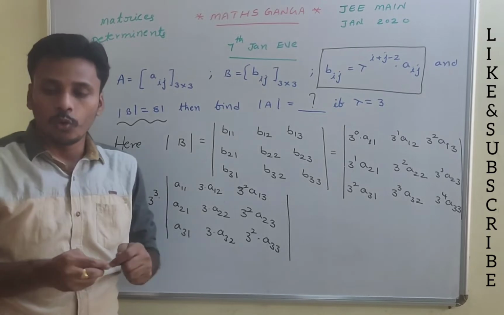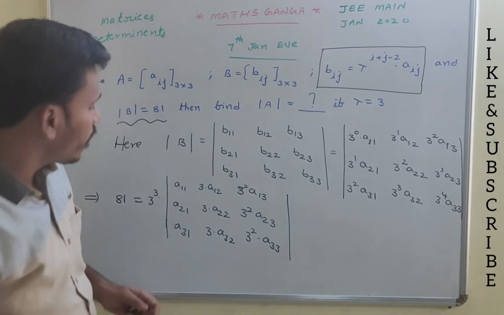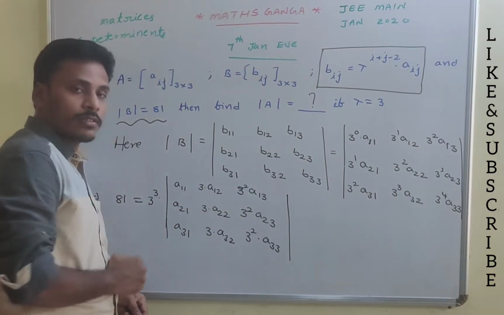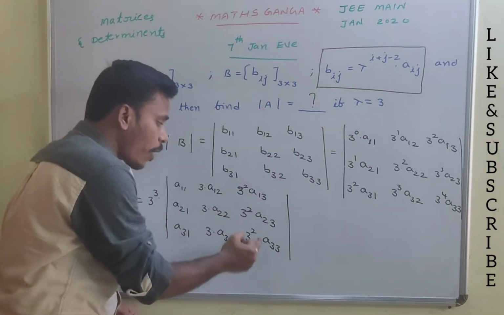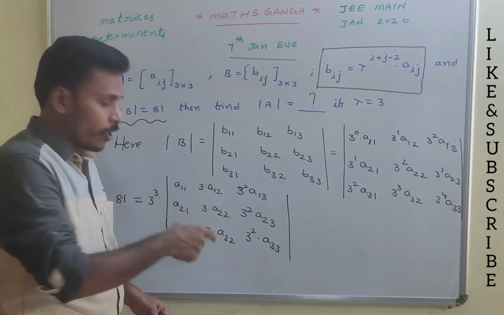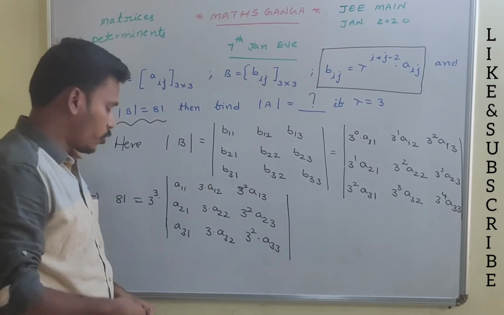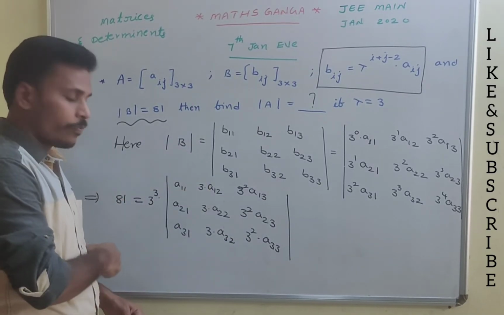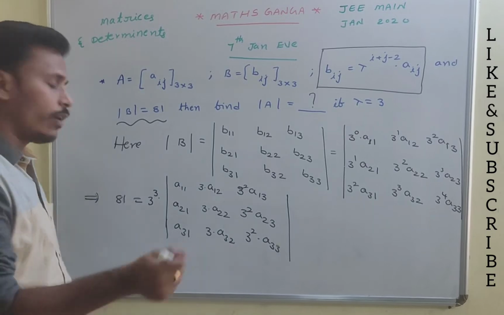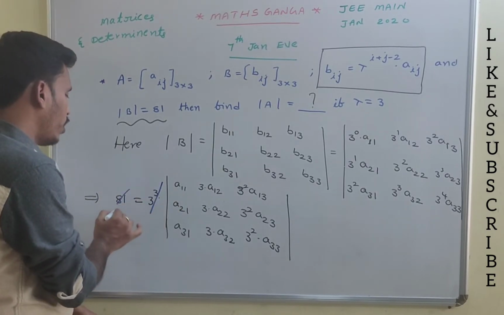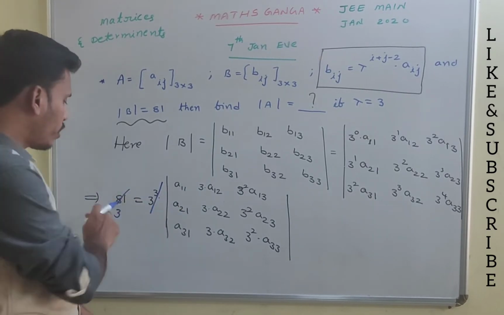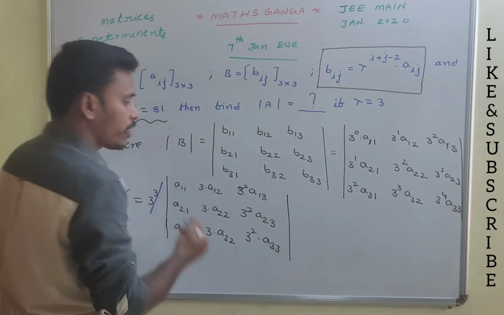And now again if you look carefully, we have a chance: 3 is common for the second column, and 3 square is common for the third column. So pick out 3 and pick out 3 square from these two. Already this is 3 cube, right? So this 3 cube and this 81, we have a chance to cancel out the 3 cube 3s. And now this side is 3.